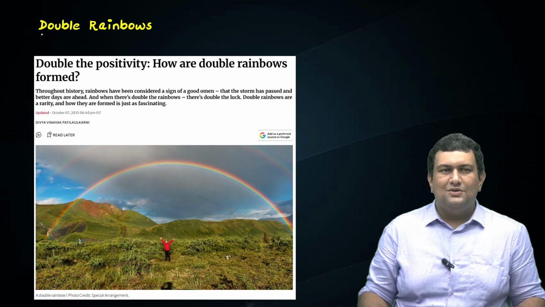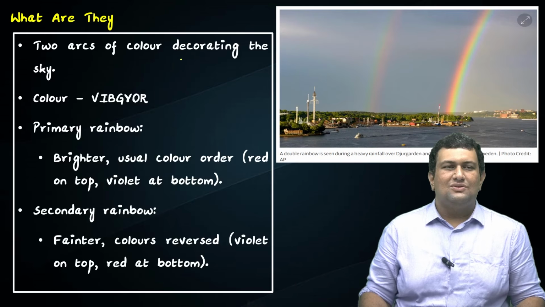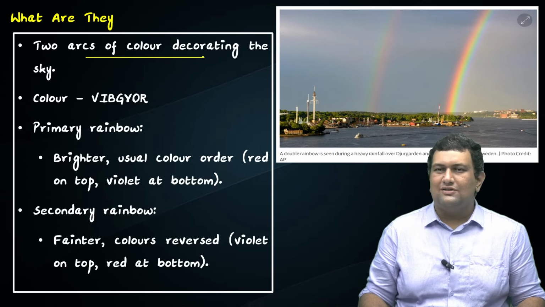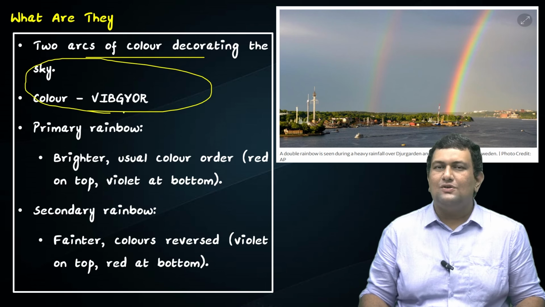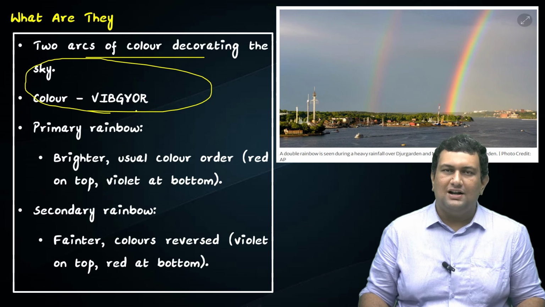Now we'll see about double rainbows. So what are they? They are two arcs of color decorating the sky. These two are known as double rainbows. So the color sequence is VIBGYOR. This is an easy way to remember. That is violet, indigo, blue, green, yellow, orange, and red.